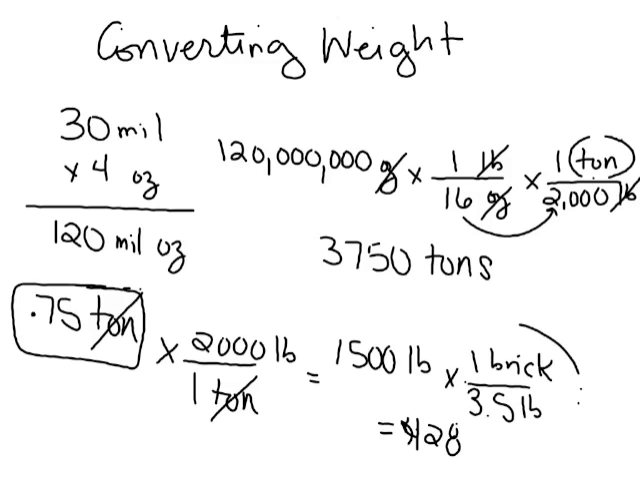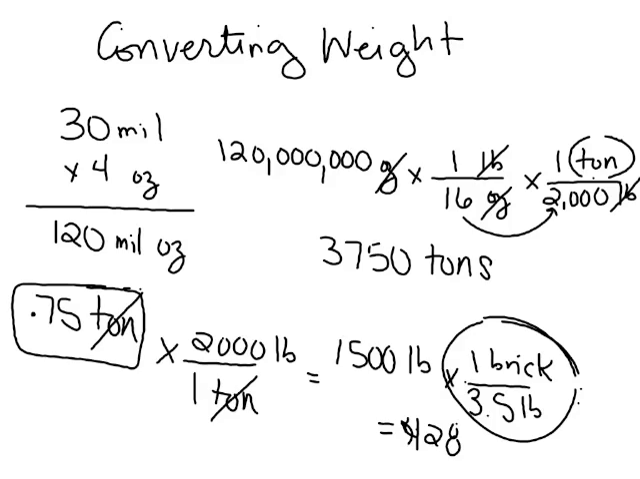So anytime you're working with a conversion, if you can put that in there, you can figure it out. So I know that each of the bricks I want to haul weighs 3.5 pounds. What if they weighed 7 pounds? You divide 1,500 by 7. Then I would have 1 brick is equal to 7 pounds.